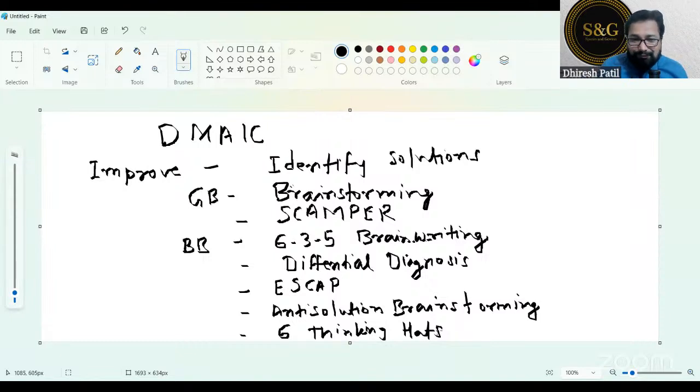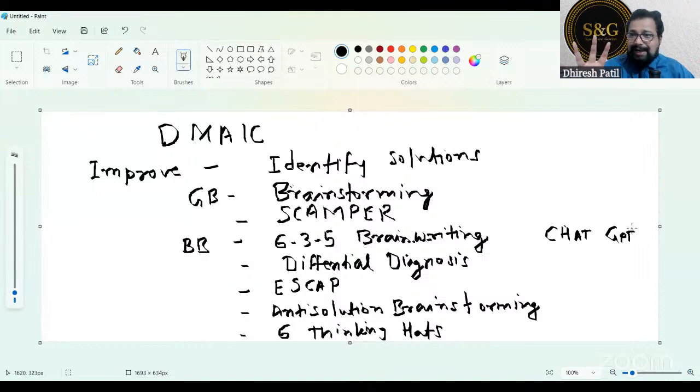One more technique you can add. What is the technique? The technique's name is ChatGPT. You can add it below 6 thinking hats. I will write it somewhere here. ChatGPT. ChatGPT also can help you to generate a lot of ideas and solutions.